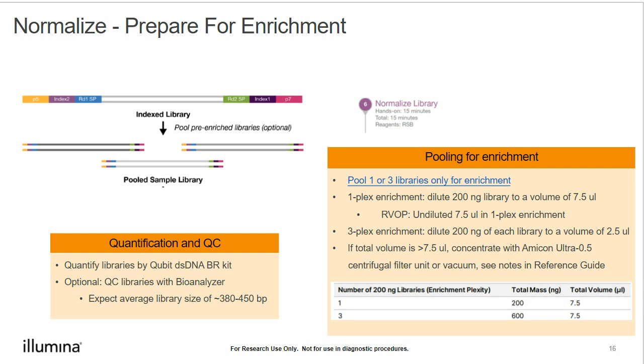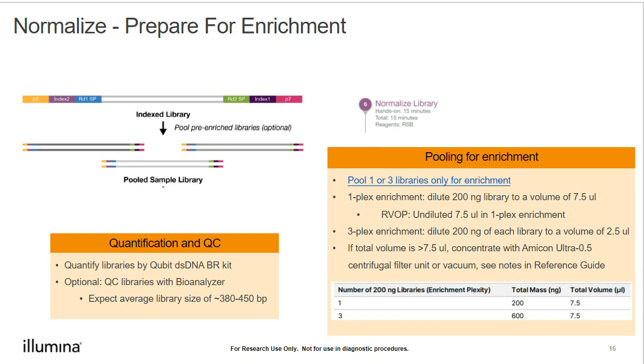After quantifying each library, we can now pool for enrichment. So we have the option of 1-plex, which is 1 library for 1 enrichment reaction, or 3-plex, which is combining 3 libraries for a single enrichment reaction. And there's a link to a technical bulletin here that goes over understanding enrichment plexity.